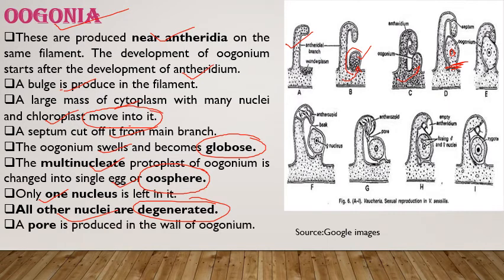Then again, a small pore is produced in the wall of the oogonium. एक छोटा सा पोर बनता है oogonium में, और उस पोर का काम है एंथीरोजॉइड्स की एंट्री को अलाउ करना. सो यहाँ से एंथीरोजॉइड इसके अंदर आएंगे, और बहुत सारे एंथीरोजॉइड में से सिर्फ एक ही एंथीरोजॉइड इसके साथ फ्यूज़ करेगा और will result in formation of this diploid structure, which is known as zygote और oospore.